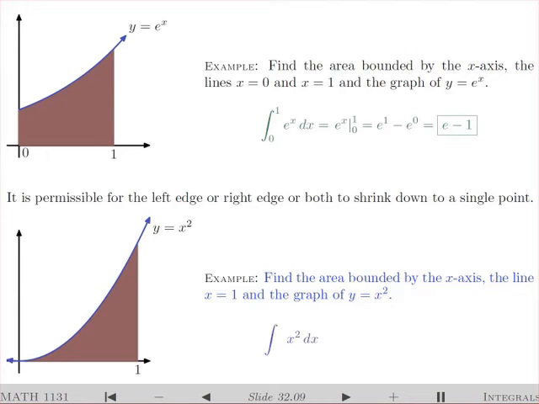You integrate the function, in this case x squared, from the leftmost value of x, which is 0, to the rightmost value of x, which is 1. Again, I will just use the fundamental theorem. The integration is straightforward. An antiderivative for x squared is x cubed over 3. And I take the net change from 0 to 1. So 1 cubed over 3 minus 0 cubed over 3, or 1/3.